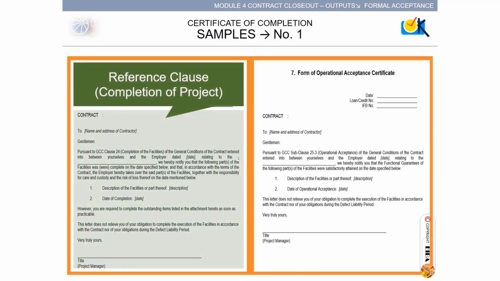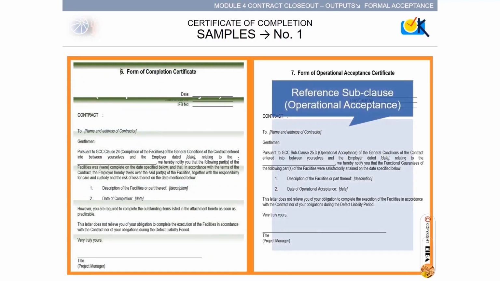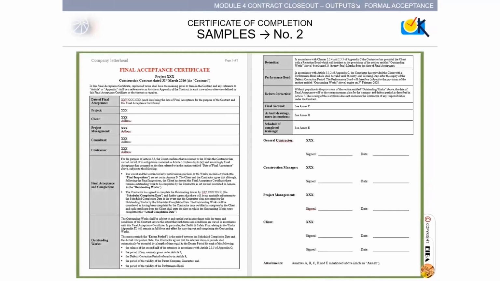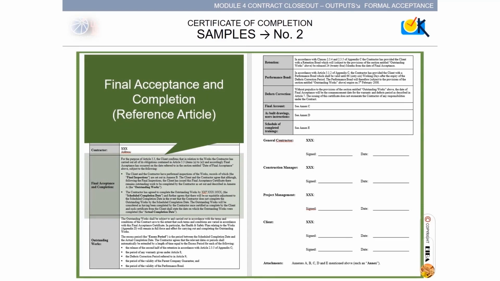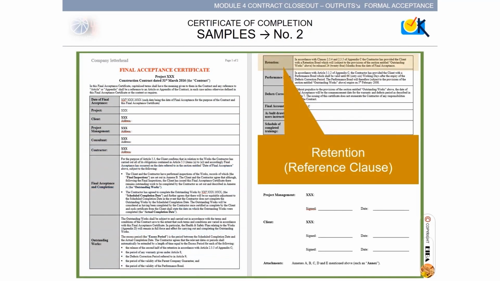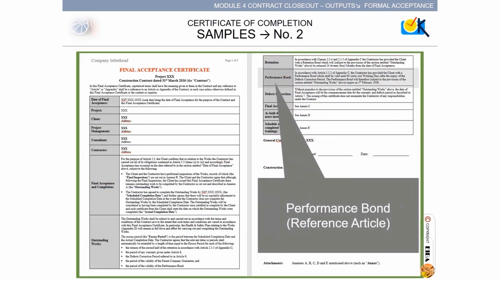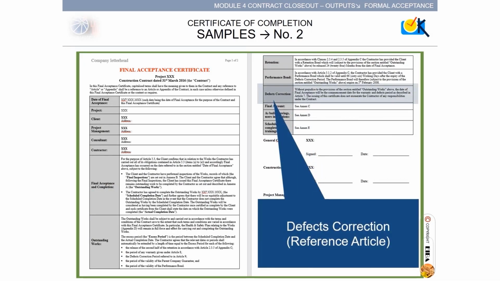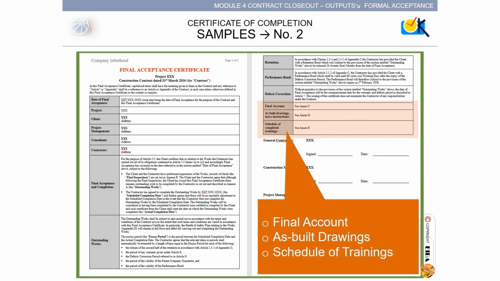Reference Clause, Completion of Project. Reference Subclause, Operational Acceptance. Certificate of Completion, Sample Number 2. Final Certificate of Acceptance Form. Final Acceptance and Completion, Reference Article. Outstanding Works, Excess Period, Retention, Reference Clause. Performance Bond, Reference Clause. Defects Correction, Reference Article. Final Account, as-built drawings, Schedule of Trainings.